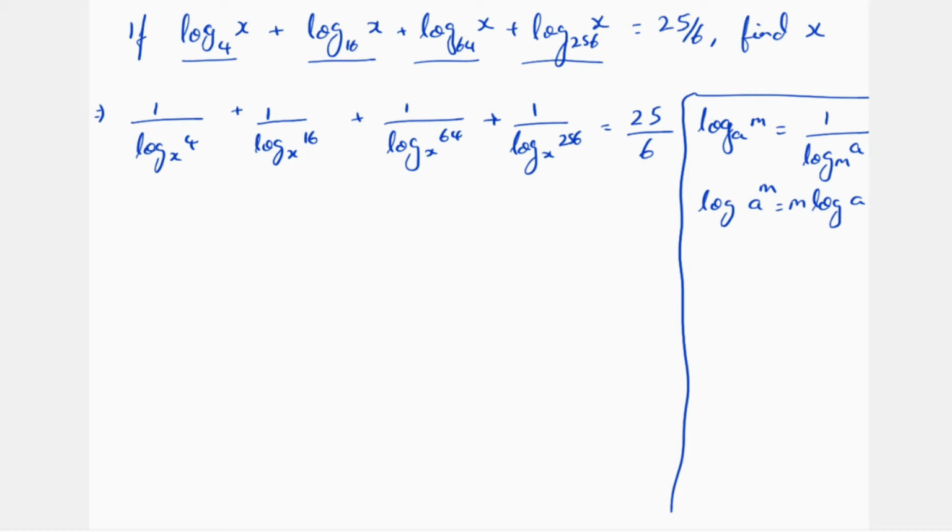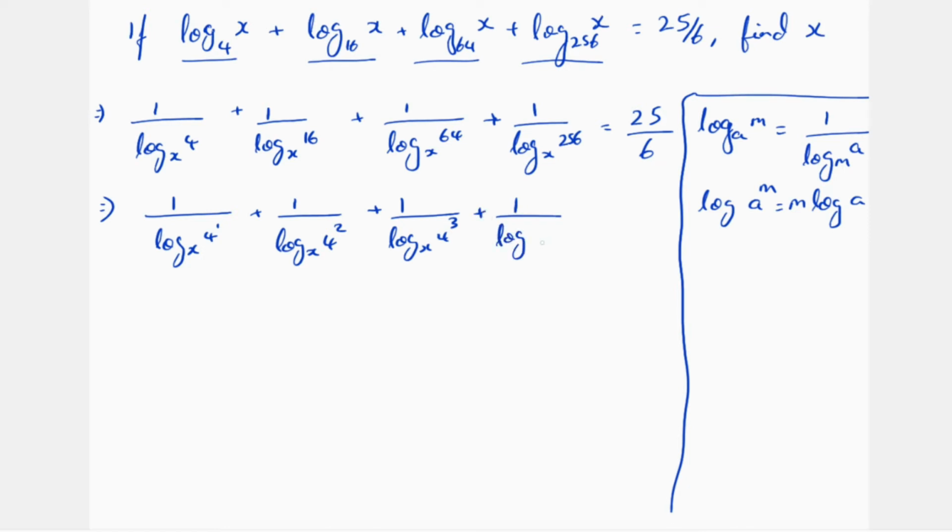4 is 4 power 1, 16 is 4 square, 64 is 4 cube, and 256 is 4 power 4. So I can express this as 1 by log of 4 power 1 to base x plus 1 by log of 4 square to base x plus 1 divided by log of 4 cube to base x plus 1 by log of 4 power 4 to base x gives me 25 by 6 on the right hand side.